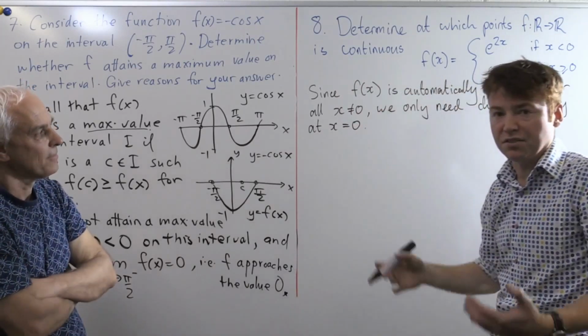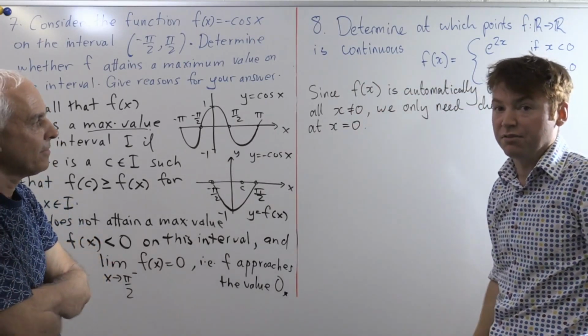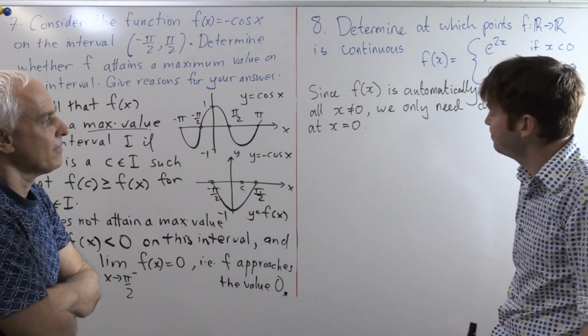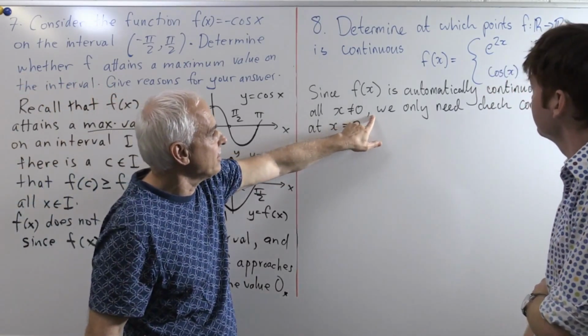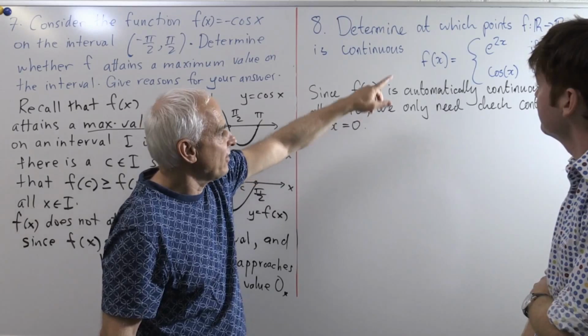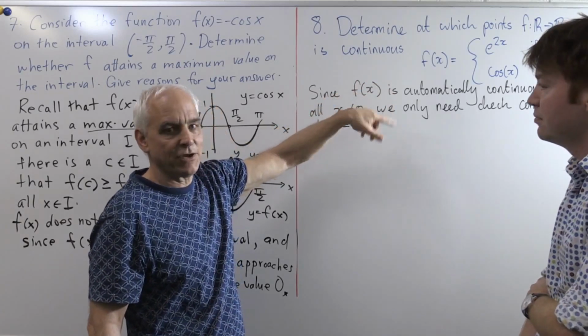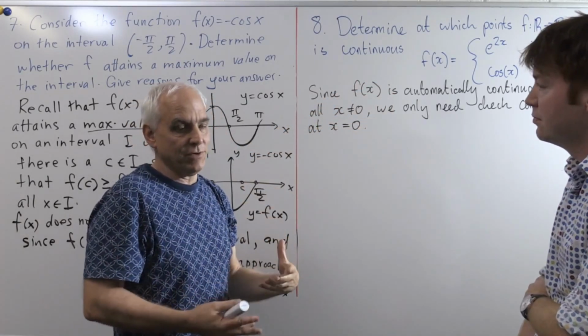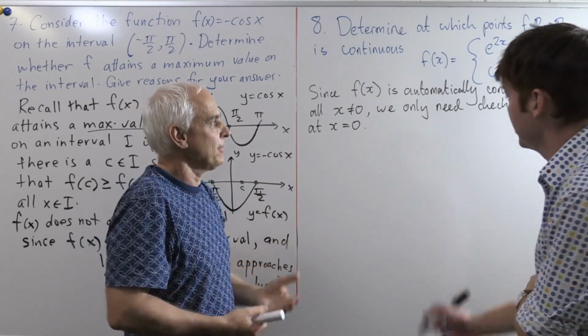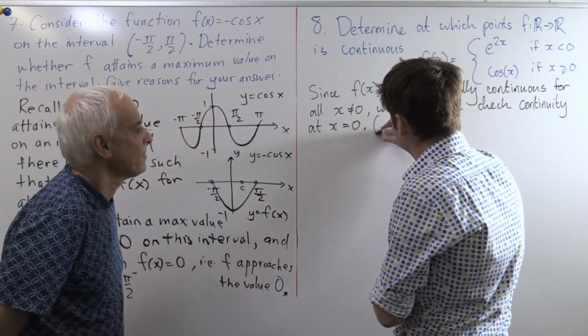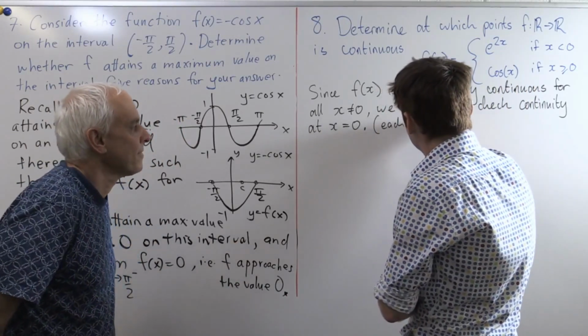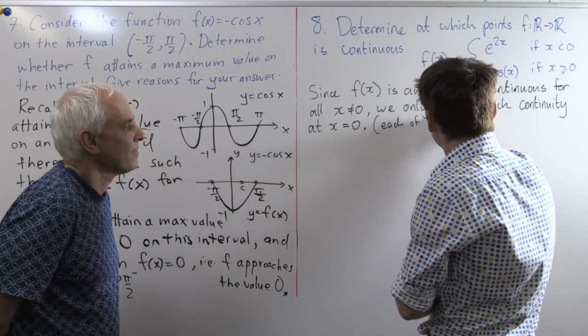So really this is just a fancy way of saying check if the function is continuous at 0. And you might include here that the reason, I think you stated, is because each of e to the 2x and cos x are individually continuous functions. So I said that, but yeah, perhaps you should write it as well.